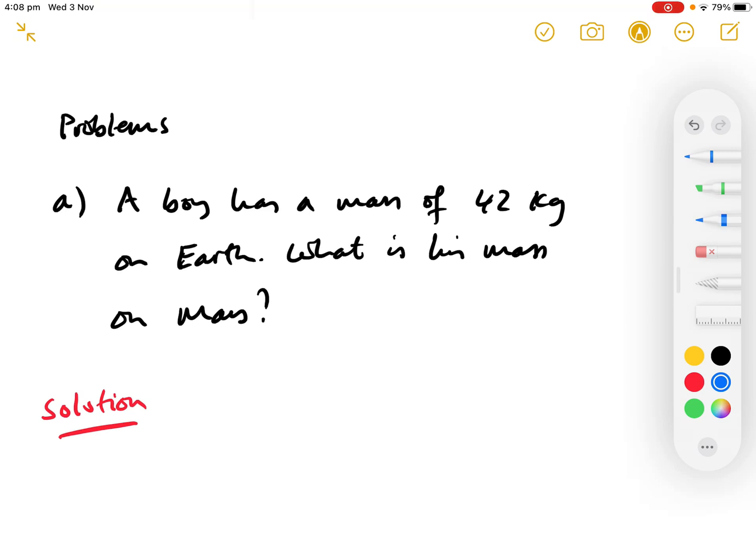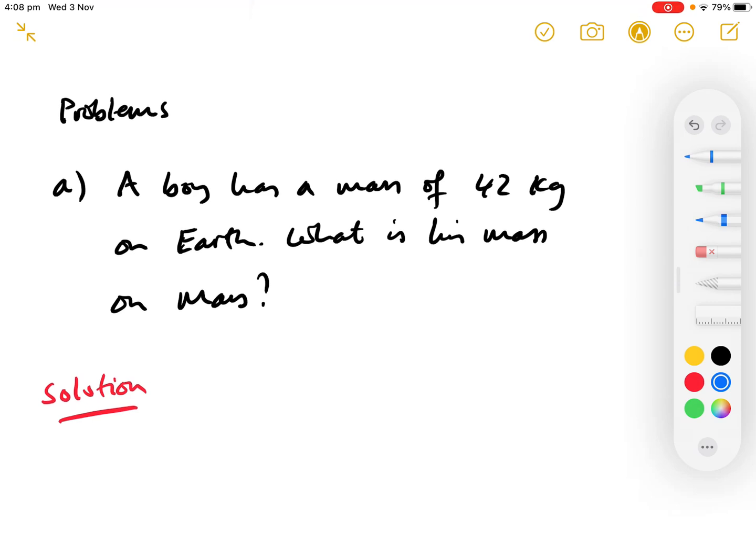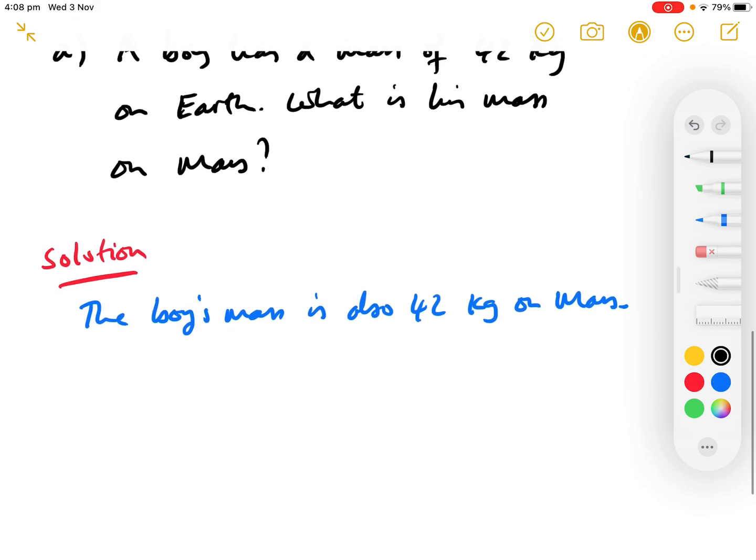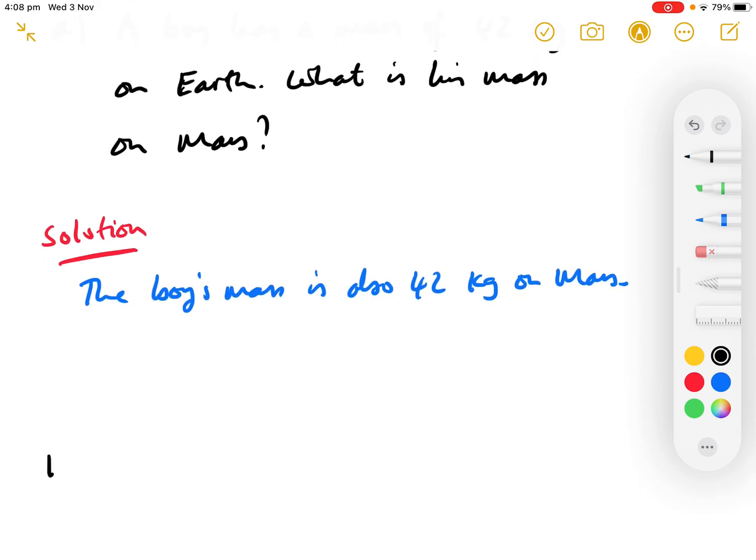And the solution? Well, there's a trap in this question because the mass of a body doesn't change no matter where you are. So the solution is the boy's mass is also 42 kilograms on Mars. Okay, mass does not change wherever you are in the universe.